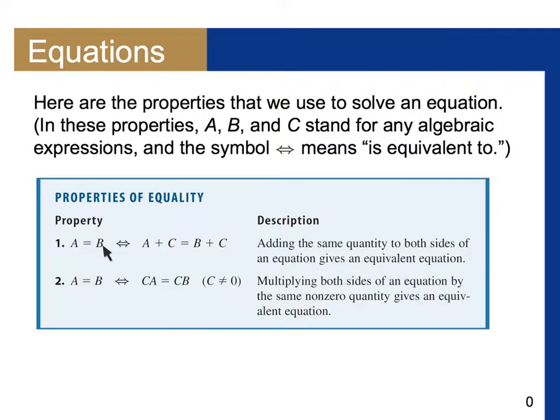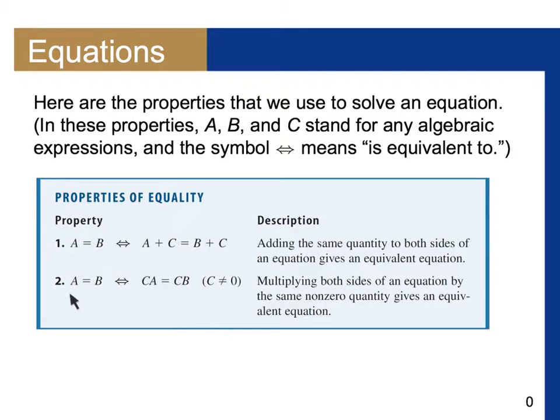If you have A equal to B, some expression equal to another expression, we can add the same thing to both sides and we still have equality. Adding the same quantity to both sides of an equation gives an equivalent equation. So we can add the same thing to both sides, and by that property we can also subtract the same thing on both sides.